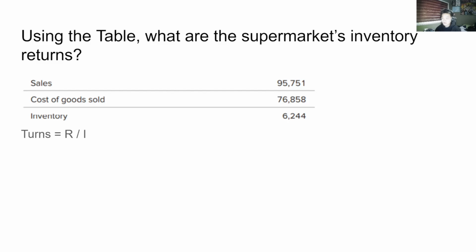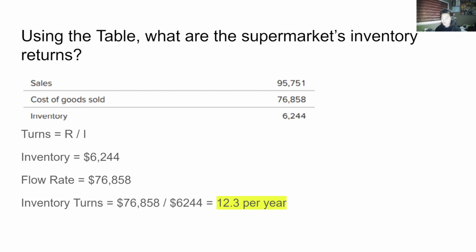Looking at the table, we see that inventory is given to us with the value of 6,244, and our flow rate is the cost of goods sold, which is going to be 76,858. And now it's just a simple case of plugging our numbers into the formula again. We take 76,858 divided by 6,244, and we get an inventory turn of 12.3 per year.